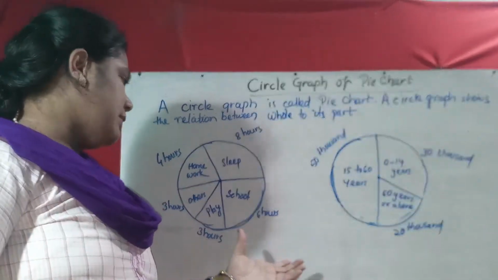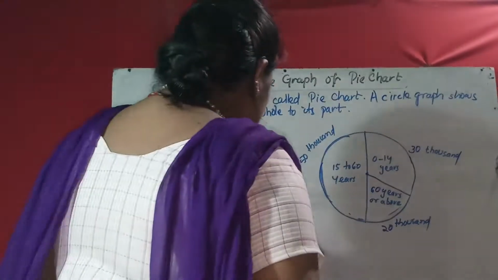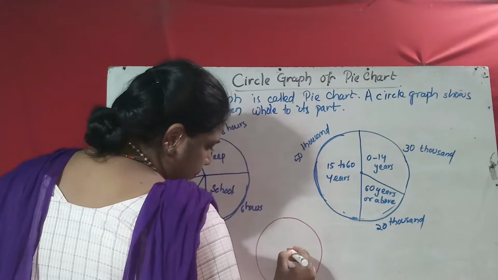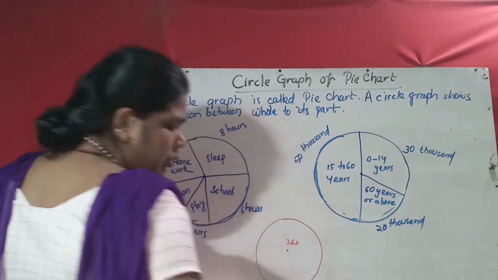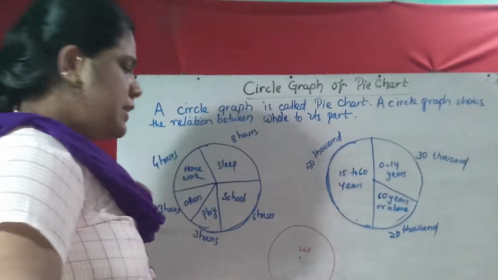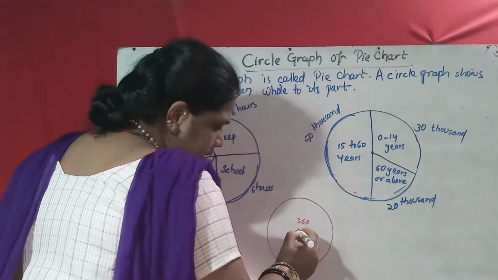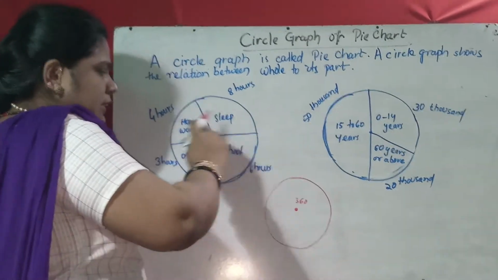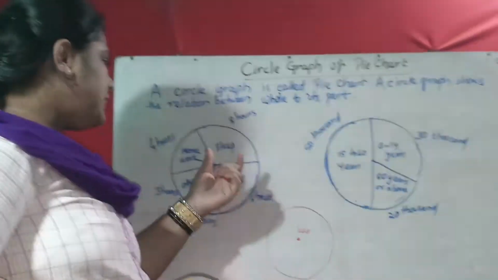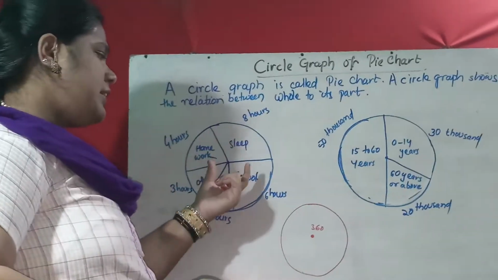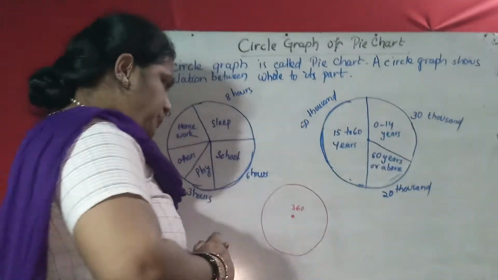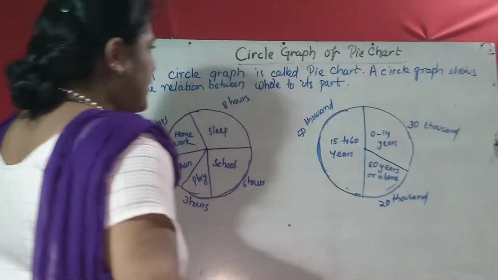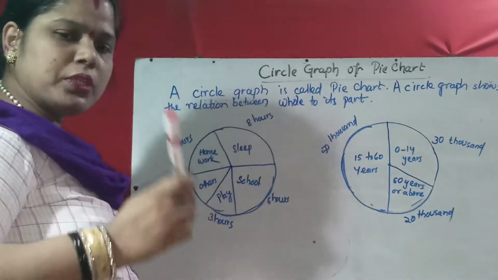So first, in a circle we know that at the center point, the angle is 360 degrees. You all know that. Okay. So here the circle is divided, the whole is 360 degrees, and each event is divided into its different parts. So what is a circle graph? It shows the relation between the whole and its parts.